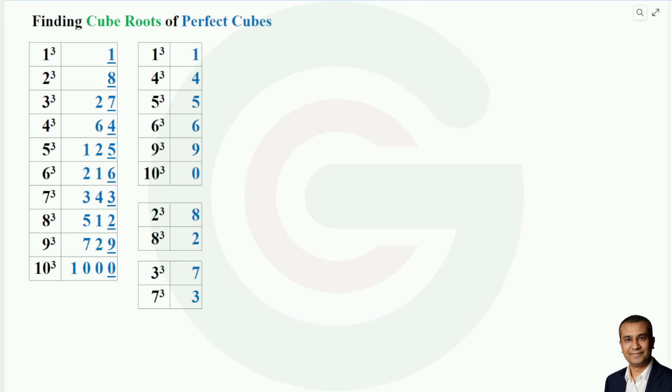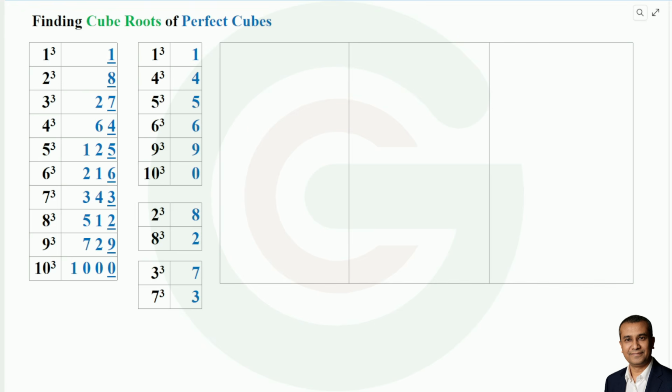And here you can observe that the cubes of numbers 1, 4, 5, 6, 9 and 10 end with the same digits, whereas the last digit of 2 cube is 8 and 8 cube ends with 2. Similarly, the last digit of 3 cube is 7 and 7 cube ends with 3. This table will help us to identify the cube roots of perfect cubes easily.